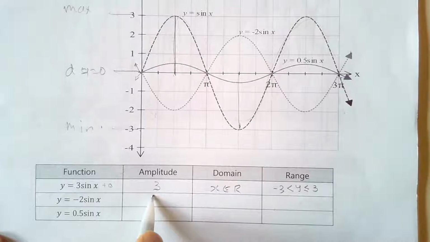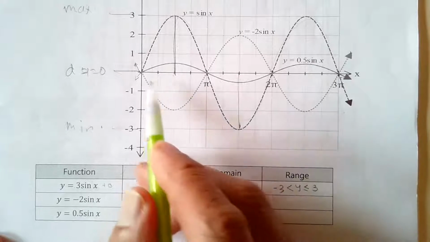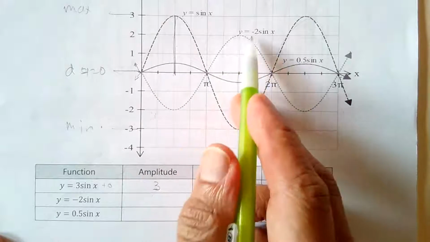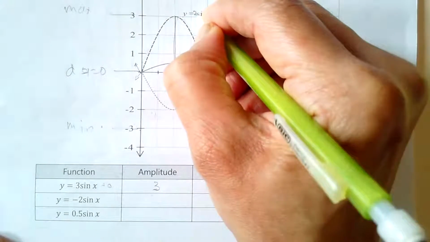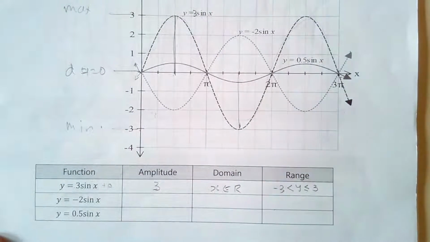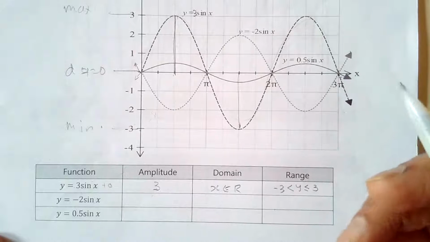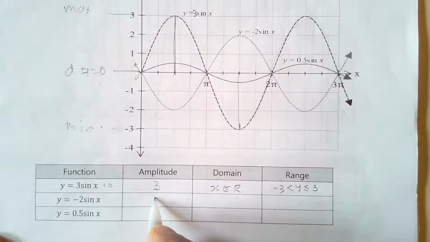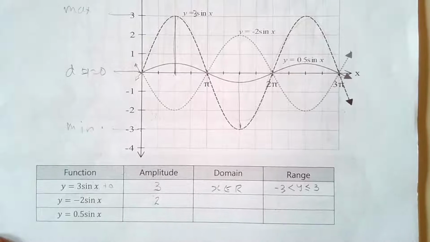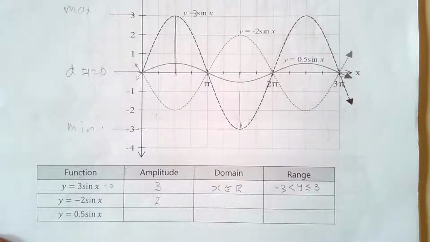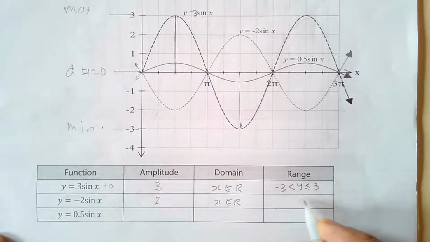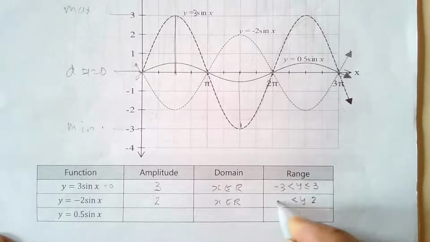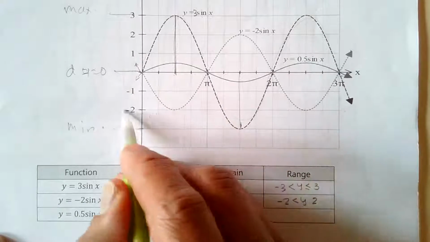Now, in the next one, it's a reflection. This graph here, y is equal to -3 sine x. So this should be 3 here. There's a typo there. The amplitude is 2. Now, the amplitude is a positive value. It's the height or distance. The domain, x is all real numbers. Now, the range is between 2 and -2. So this is from -2 to 2.